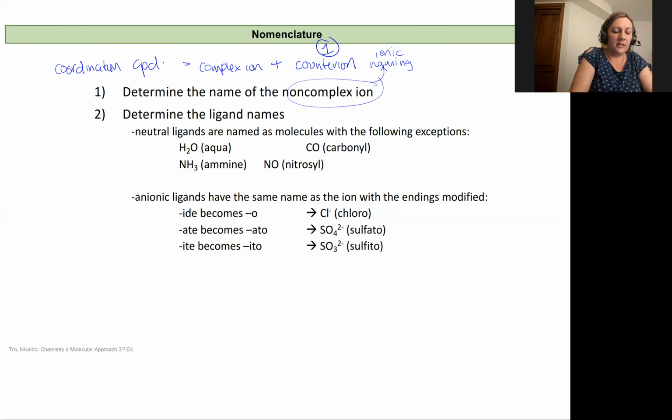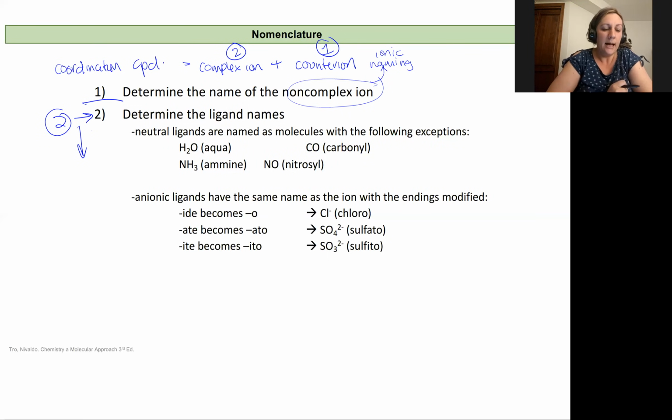Going into step two, now we're going to start building up the name for the complex ion. This is going to be a series of steps where we'll start with determining the ligand names. Those are the atoms or molecules that are surrounding and forming the coordinate covalent bond to the metal. We have two different types: neutral ligands and anionic ligands. Our neutral ligands are going to be named as follows. There are just a few examples here. There's more out there that can be looked up, but these are our common ones.